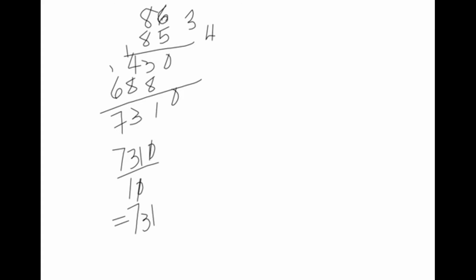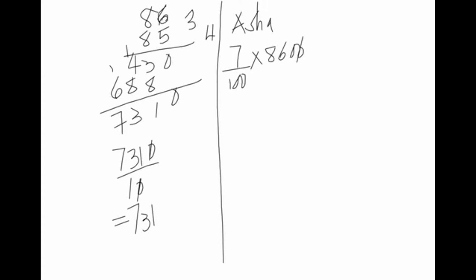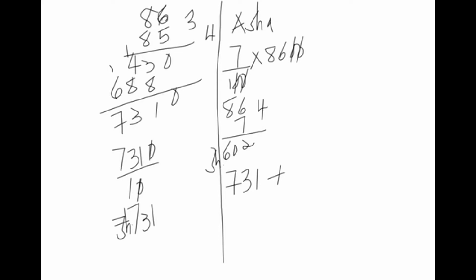For Asha, we have 7% of 8,600. The zeros cancel, so we remain with 86 times 7. 6 times 7 is 42, carry 4. 7 times 8 is 56 plus 4 is 60. So we have 602 shillings. The total discount given to Asha and a batch is 731 shillings plus 602.